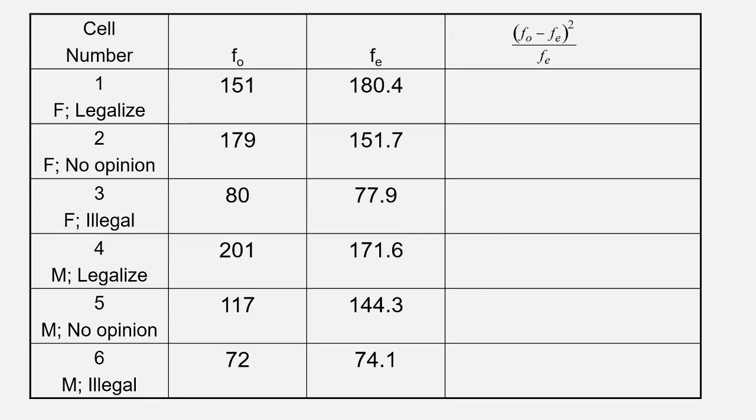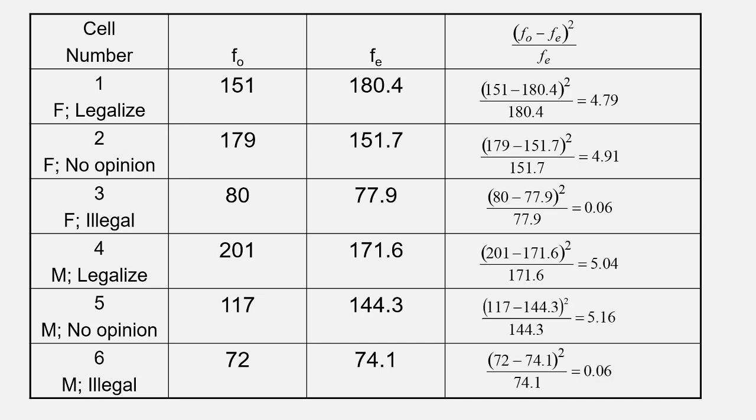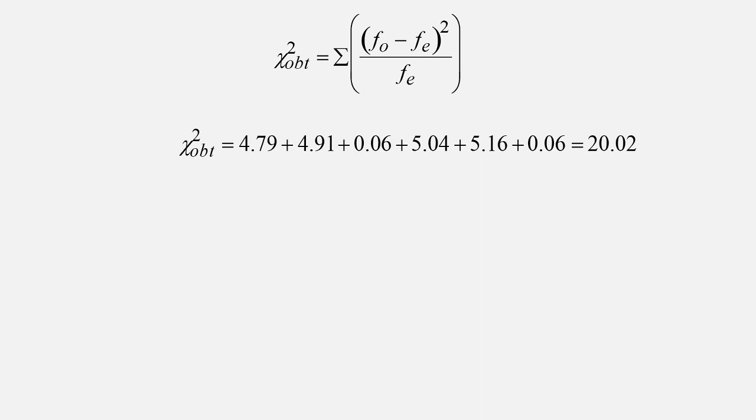Okay, so I need to go through and get that observed minus expected squared divided by expected, one at a time for all 6 of my cells. So women who said legalize it, women who said no opinion, women who said stay illegal, so on and so forth for the men. And then from there, the obtained chi-square is just going to be the sum of all of those values that I've computed. So this would be my overall obtained chi-square, 20.02. This is my obtained statistic that I evaluate for significance by assessing whether or not it exceeds your critical chi-square.